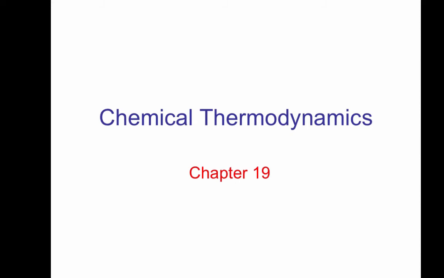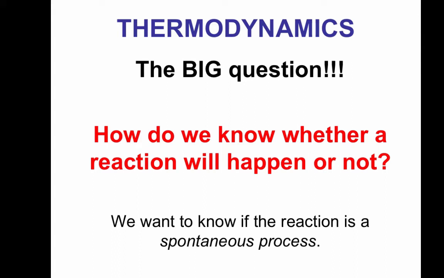This chapter 19 is going to be based on energy and enthalpy, kind of like we looked at in chapter 5. We're just going to continue with that, but this first video is going to be based on sections 1 through 4, which is going to look at spontaneity of reactions as well as entropy, what that is, and how to calculate it. So the big question in this chapter is, how do we know whether a reaction will happen or not?